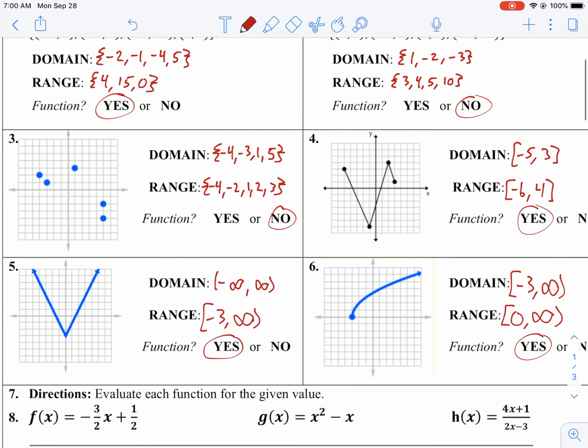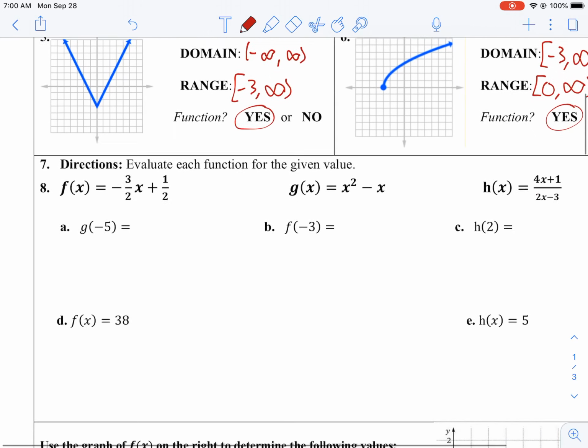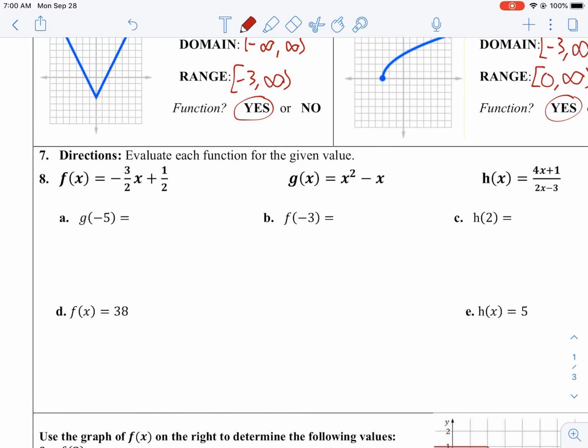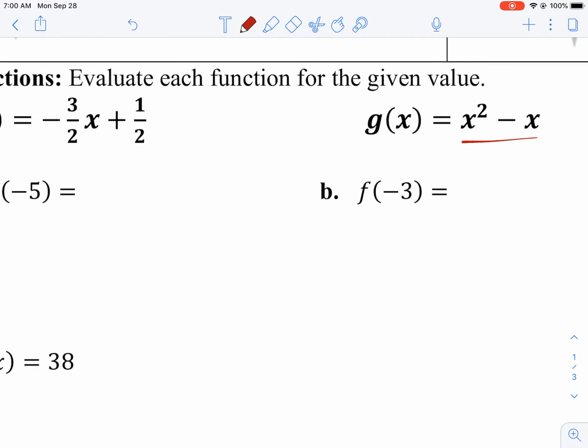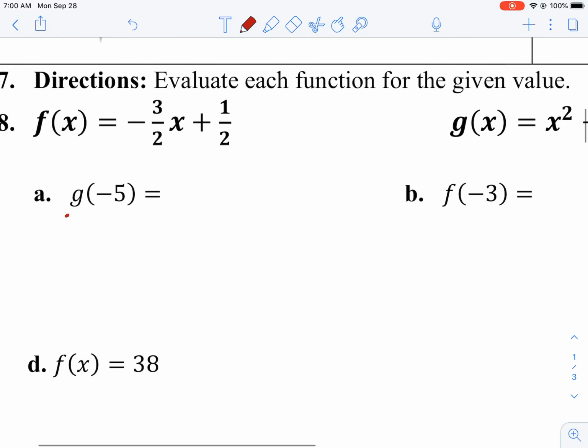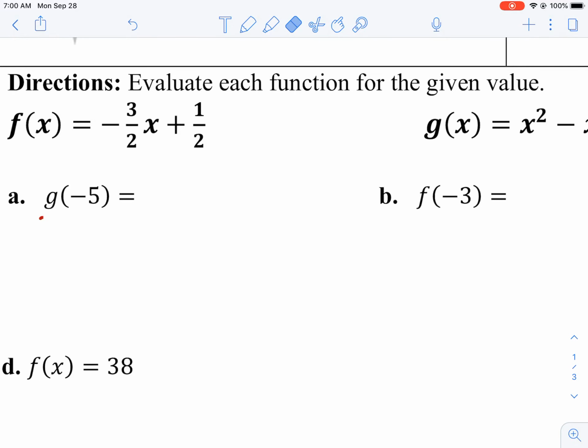So that's domain and range, a couple different examples. Next, we have function notation. Function notation, we are inputting values. So this says g, so we are inputting into the g equation. So you got to be careful about making sure you have the right letters matched up. So g of -5, so we plug in -5.